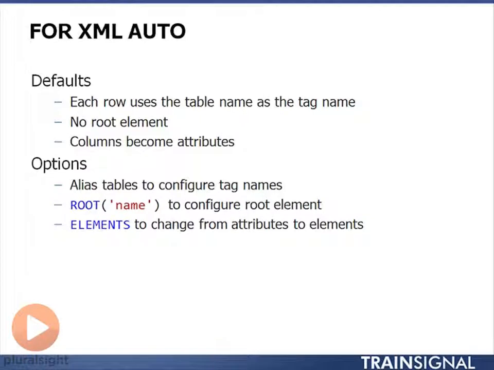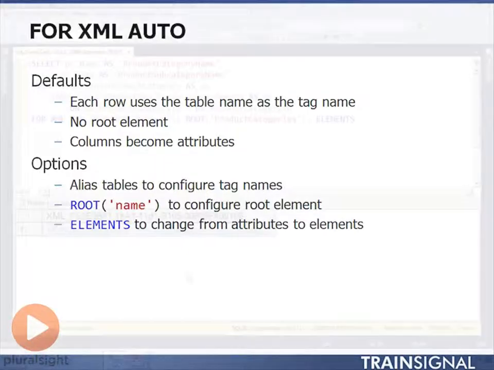FOR XML AUTO is very similar to FOR XML RAW. You're going to notice that by default, there's no root element. By default, our columns become attributes. But the big difference between Auto and Raw is that each individual row's tag name matches the name of the table. So just like before, if I want elements instead of attributes, I do ELEMENTS. If I want a root, I put in ROOT. But if I want to change the name of the row, I alias the name of the table.